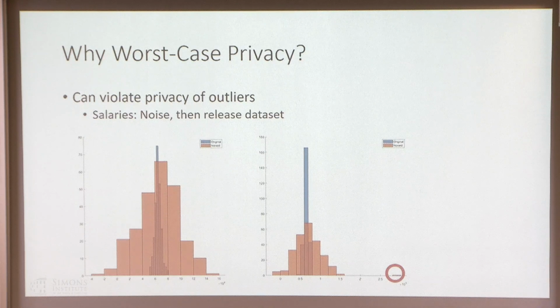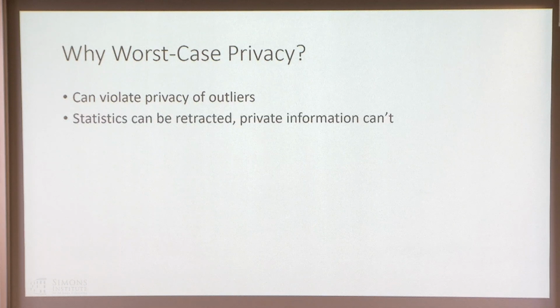So hopefully this convinced you that an individual's privacy could be violated as a result of being an outlier. Another reason perhaps is that statistics can be retracted, but private information can't really be retracted. This is something that Kobe mentioned yesterday, like a post-privacy world, in the sense that, for example, it's somewhat uncommon, but not unheard of, for there to be publications saying that this study has been falsified, it wasn't able to be reproduced, whereas once you tell someone something that's private, there's no real going back from that. So perhaps we want to be a bit more conservative.